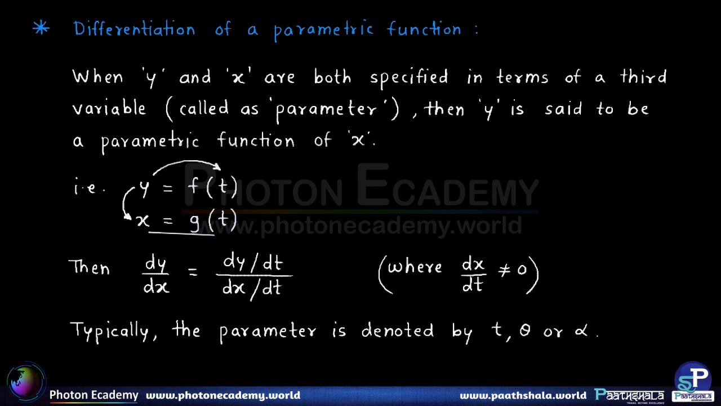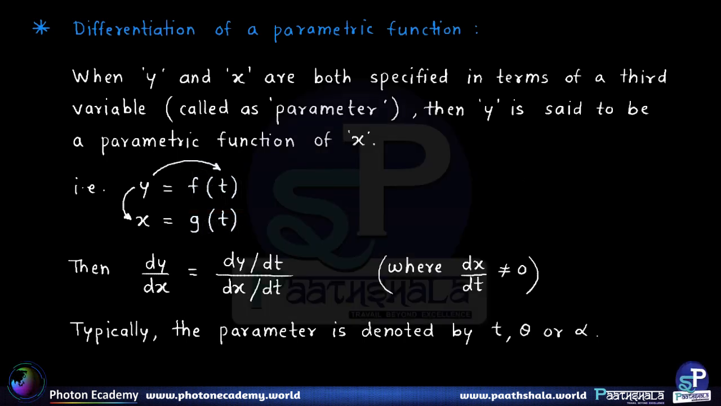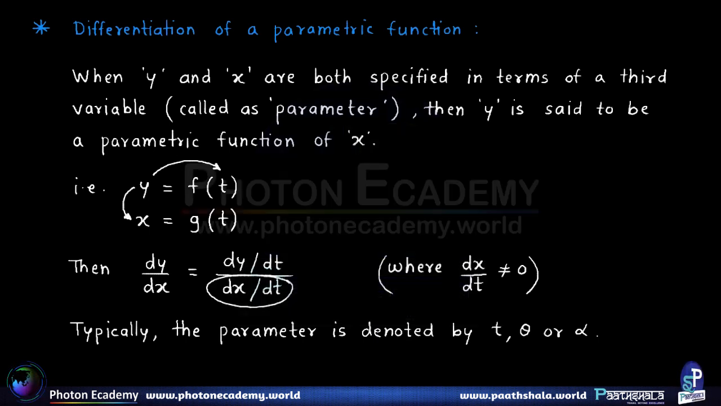Now typically this parameter is denoted by the symbol t or theta or alpha. Okay, these are the typical notations used, but of course it's not mandatory and we have to identify based on the question which is the parameter. And another thing to note is that in the formula we have dx by dt in the denominator, so we must have dx by dt as a non-zero expression. Okay, now let us see a few questions in which we are to use this particular method.